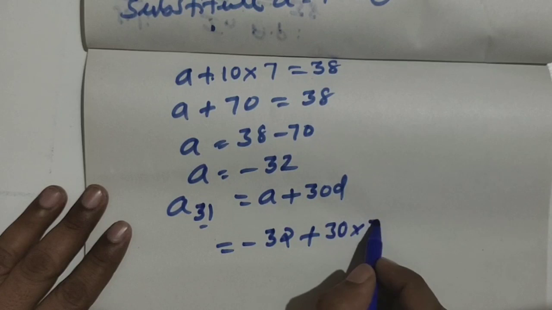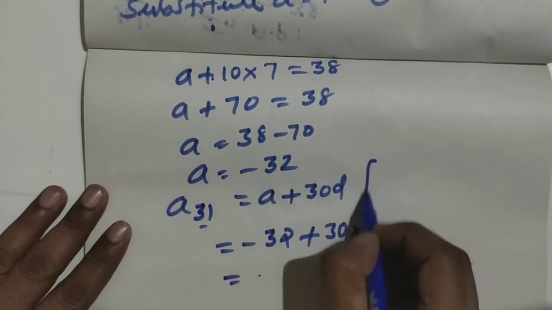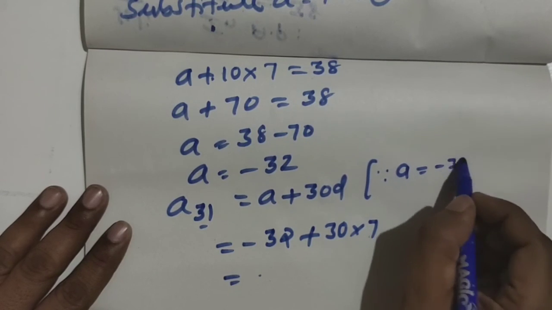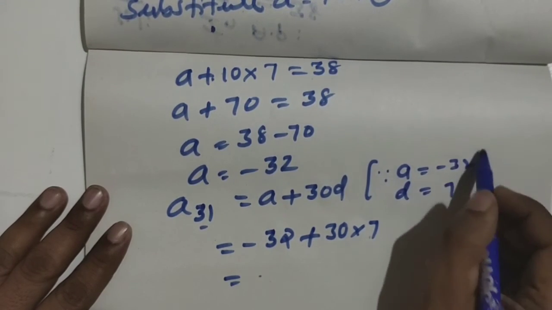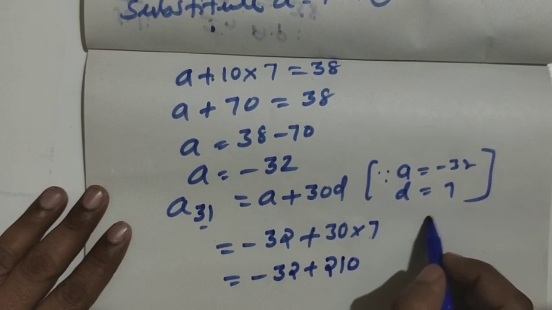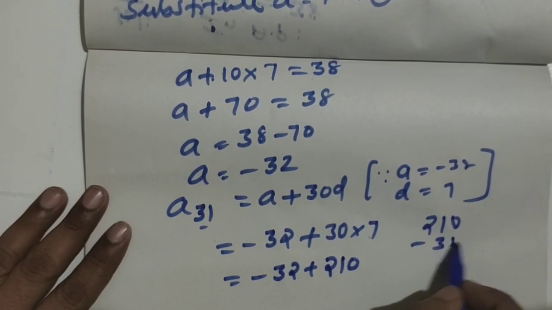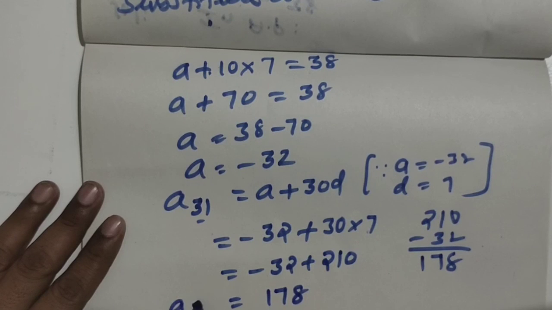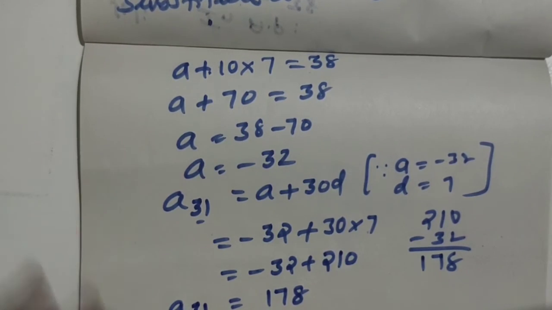30 into 7. So here a is equal to minus 32 and d is equal to 7. Substitute them, we get minus 32 plus 30 into 7, that is 210. Now again, by separating them we get the answer, 178. So the 31st term is simply 178. So like this we have to do it.